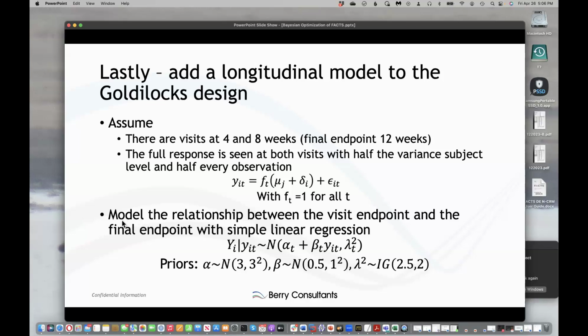And we're going to use a very simple longitudinal model, the linear regression, that just fits an observation. So for any subject, we fit the latest, most recent observation we have, and we take the linear relationship between that and the final endpoint, which we estimate by looking at the patients for which we have complete data. And we put some relatively uninformative priors on the linear intercept and the slope, and on the noise term.